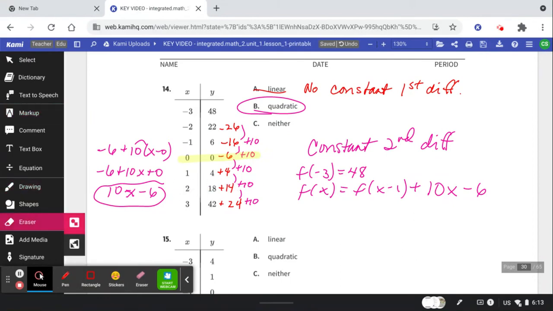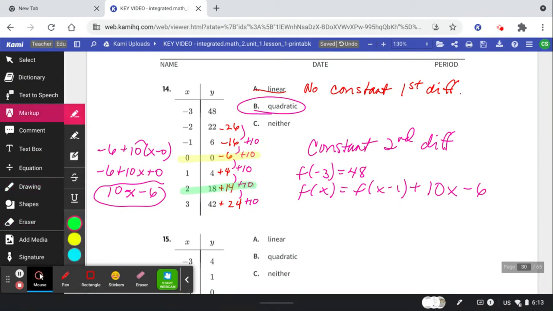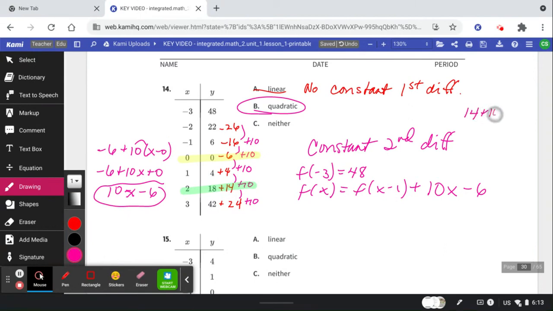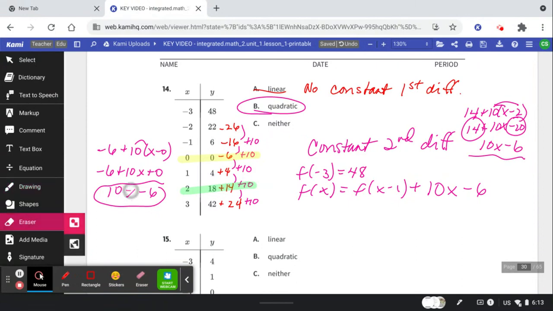Let's go this row, for example. Begins with 14, adding 10 each time to the x minus 2. 10x minus 20, 14 minus 20 is going to give me minus 6. Okay, I just got the same thing as I got over there. I am good to go.